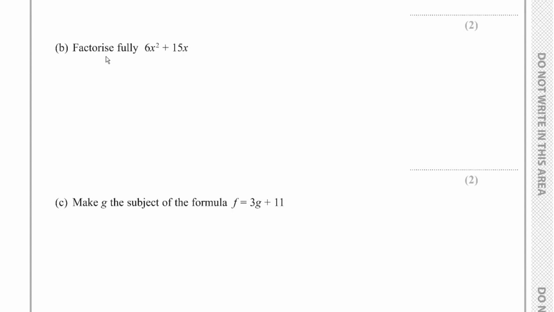Part B. Factorise fully 6x squared plus 15x. The highest common factor of 6x squared and 15x is 3x. We multiply 3x by 2x to get the 6x squared. We multiply 3x by 5 to get 15x. And so therefore, 6x squared plus 15x is equivalent to 3x multiplied by 2x plus 5.